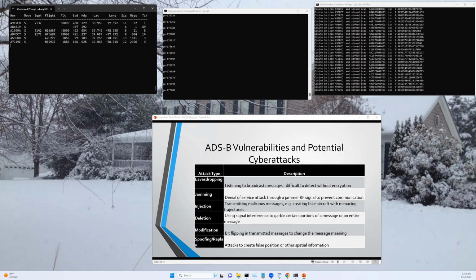Jamming is aimed at the receiver system and consists of a high-powered RF signal that's broadcast at 1090 megahertz, the same frequency used by ADS-B to transmit its messages. The purpose of jamming is to disable the 1090 megahertz signals sent by the ADS-B system.